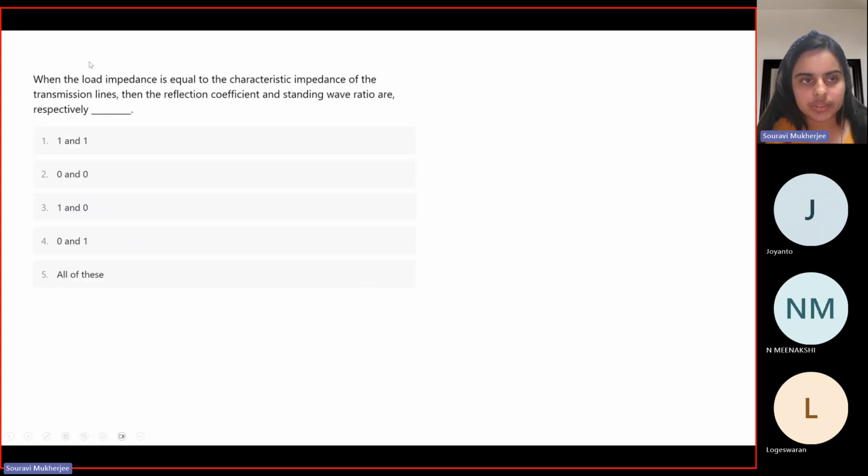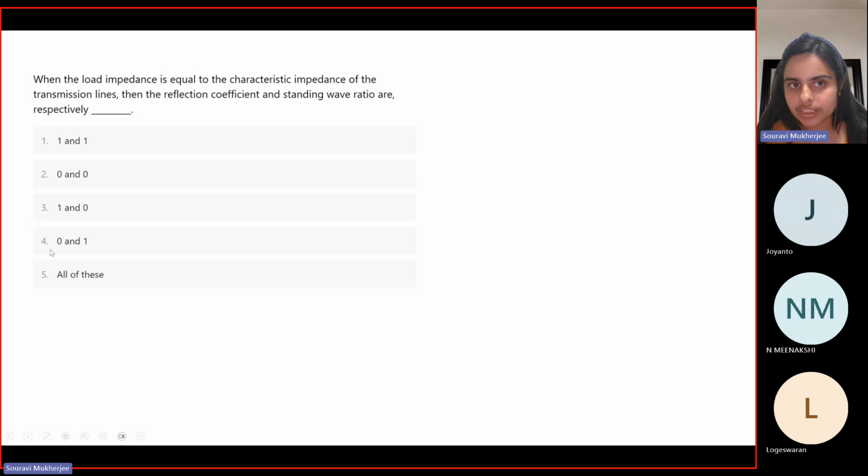Okay. Now here it says that when the load impedance is equal to the characteristic impedance of the transmission line, then the reflection coefficient and the standing wave ratio are what? So this we know, right? Whenever the load impedance matches the characteristic impedance, there is impedance matching, that means there should not be any reflection. So the reflection coefficient should go to 0.